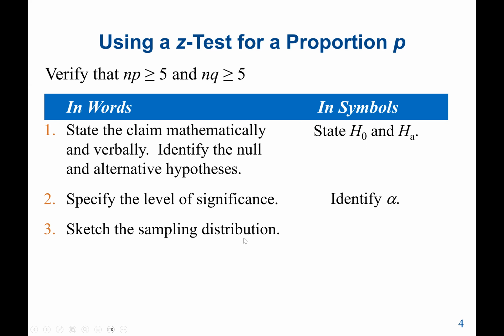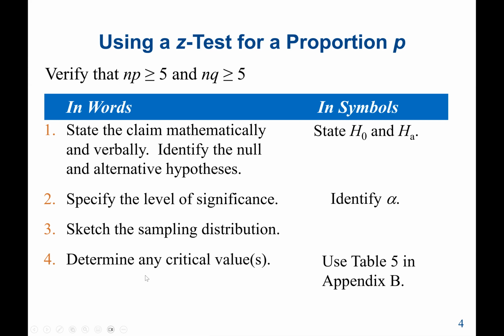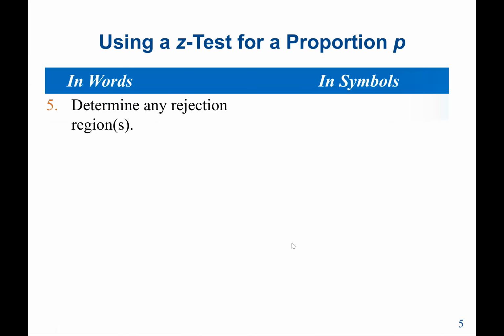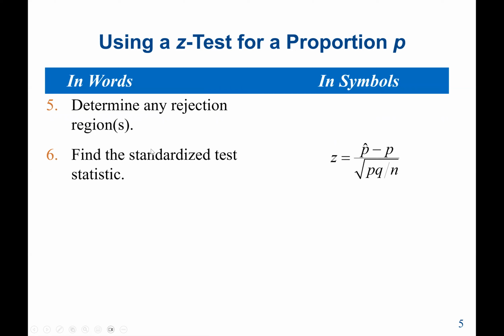Then next, we sketch the sampling distribution. Then we determine any critical value using Table 5. Again, Table 5 is the standard normal table in our course textbook. So if you are using a different course textbook, the standard normal table can be any table number and also any appendix. Then next, we determine any rejection regions. Then we find the standard test statistic.